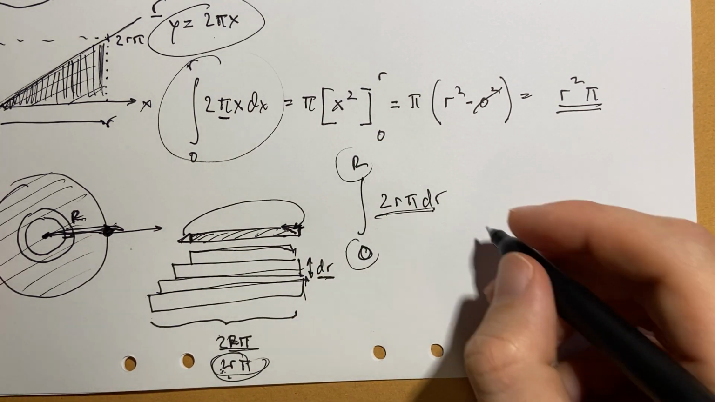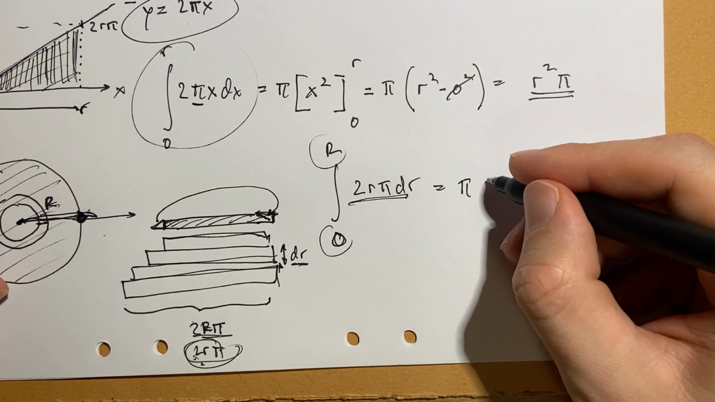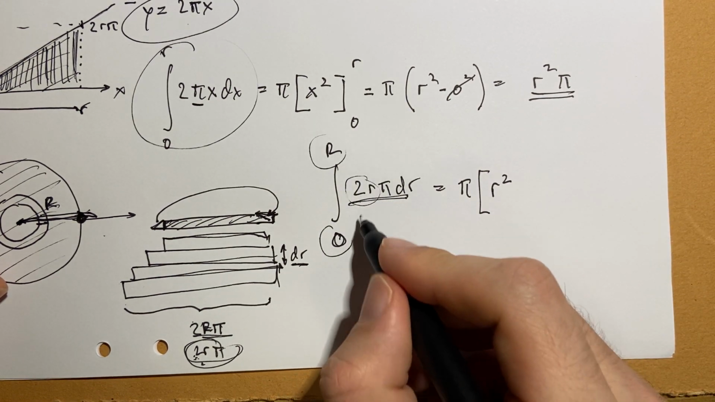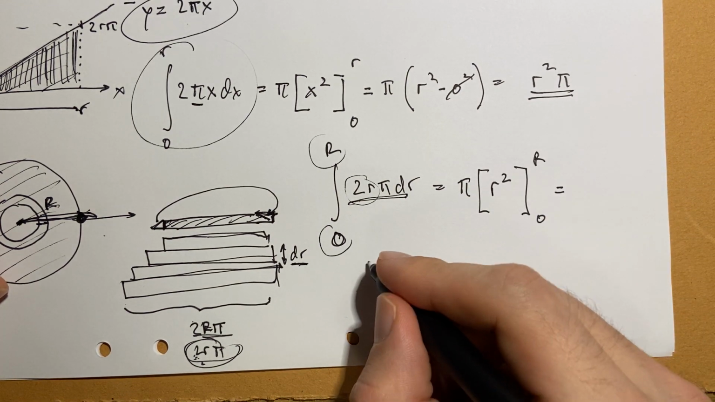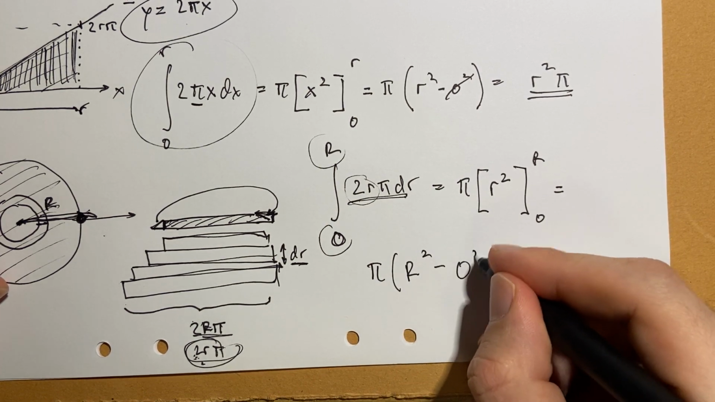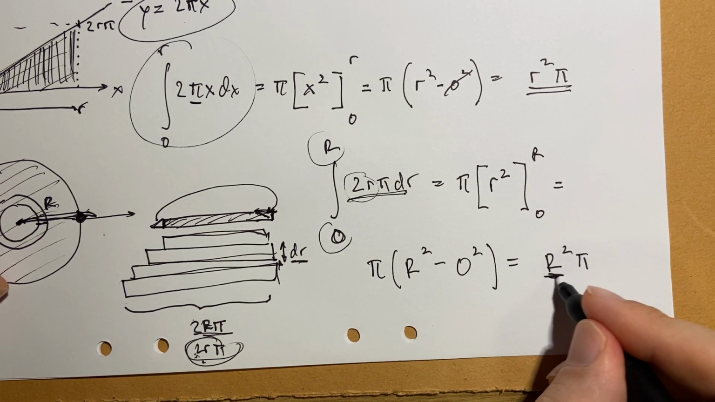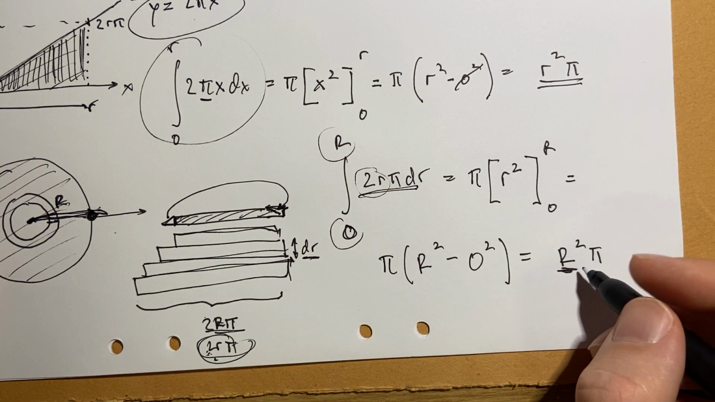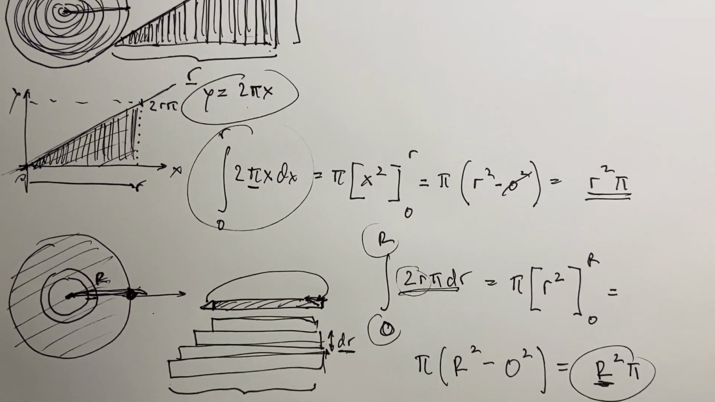And if we develop this expression, we can factor out pi as above. We'll get r squared, the primitive function of 2r is r squared, from 0 to R, which in turn is pi times big R squared minus 0 squared, which in turn is R squared pi. Remember, R is the radius of this circle, and R squared pi is the area of the circle. So that's another way to think of it.